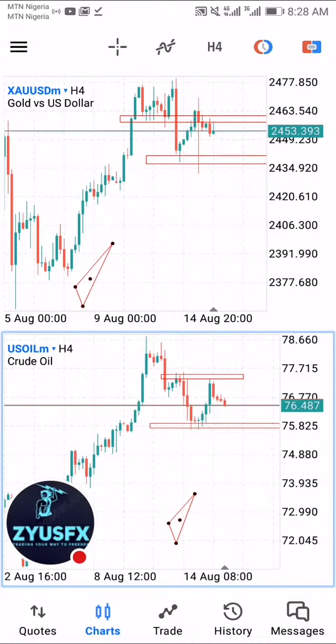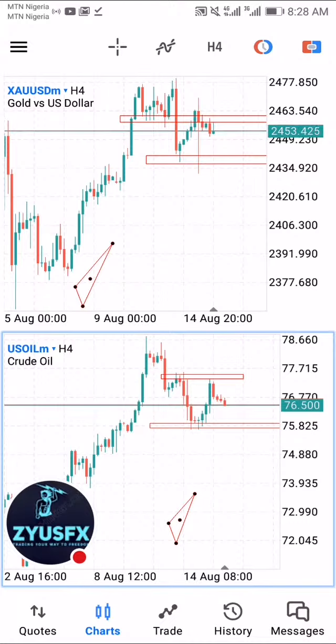Just focus on your demo account, because risk management is key for you making money in Forex. I need to start thinking in terms of probability, because you are not going to win all of your trades.